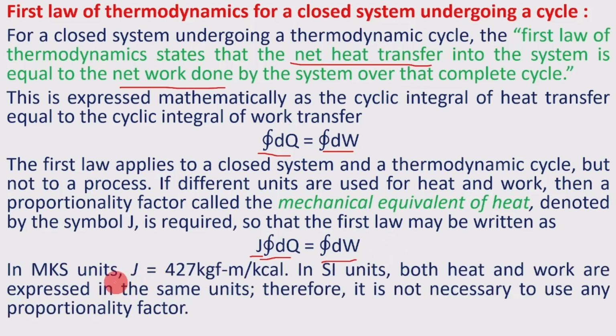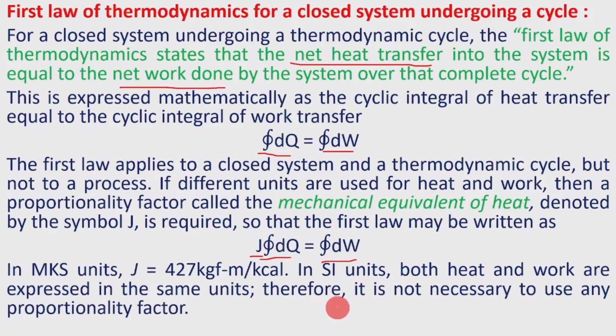Further, in MKS units J is 427 kgf-meter per kilocalorie. For the SI unit, both are in the same unit, so there is no question of this J. Therefore, J is 1 Newton meter per joule. In SI units, both heat and work are expressed in the same units, so it is not necessary to use the proportionality factor, as it is 1 only. Therefore, only these two we are going to use.